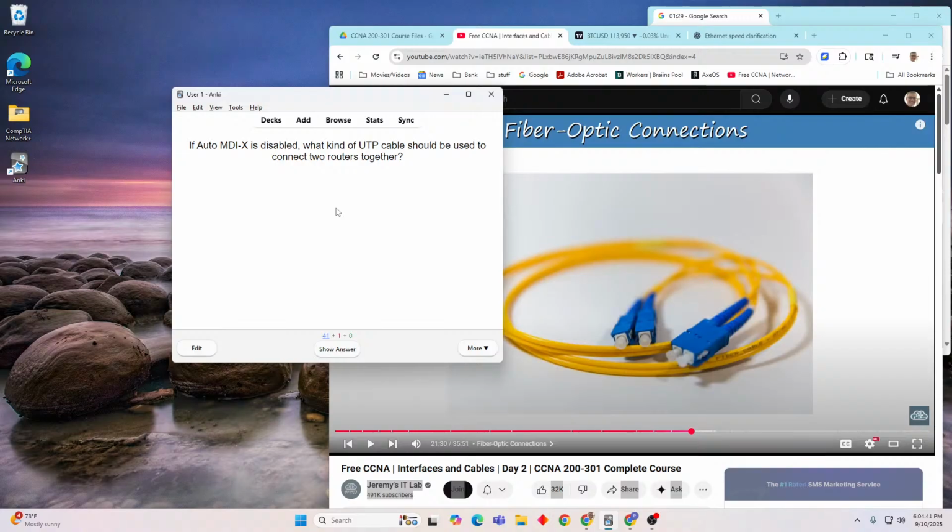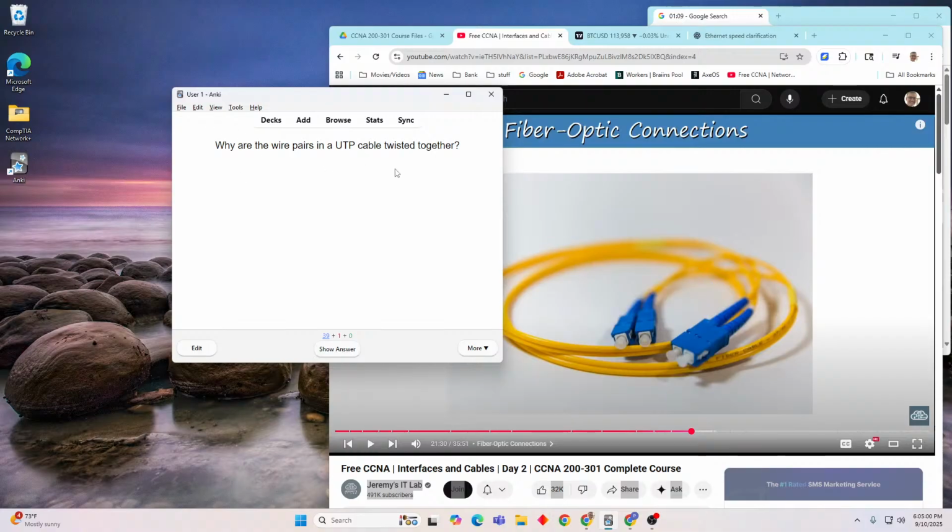If auto MDIX is disabled, what kind of UTP cable should be used to connect two routers together? Crossover. IEEE standard equals 1 gigabit per second. 802.3ab.